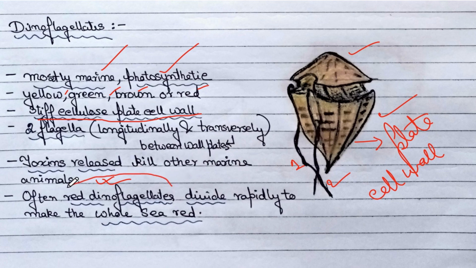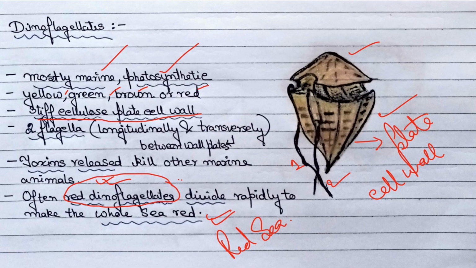And often we know a sea named the Red Sea, right? It actually has an ample amount of red dinoflagellates. When they divide so rapidly, they can make the whole sea red. And this is the secret behind the Red Sea.